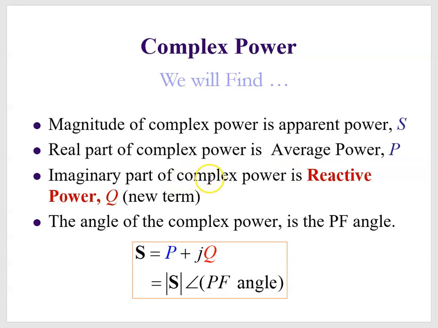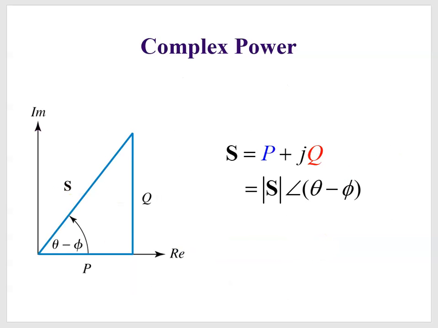The imaginary part of complex power we haven't looked at yet. That's reactive power. We use the symbol Q to represent reactive power. So that's a new term we'll introduce in this video. The angle of the complex power, that's the power factor angle. We've talked about the power factor angle. It's the same as the impedance angle, and it's the difference between the voltage and the current phase angles between the voltage and the current.